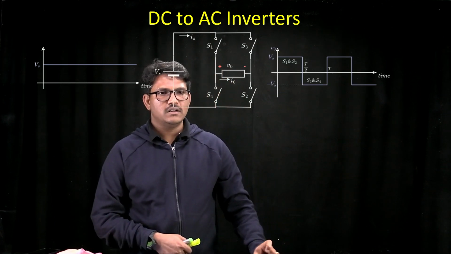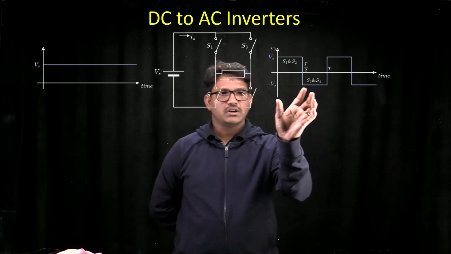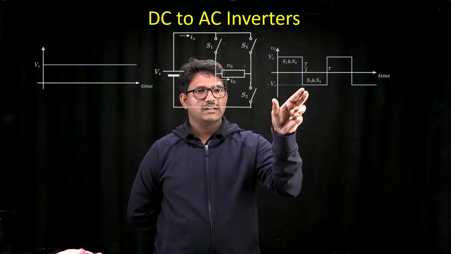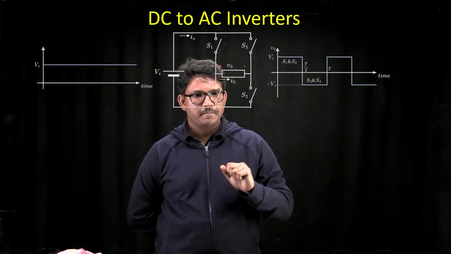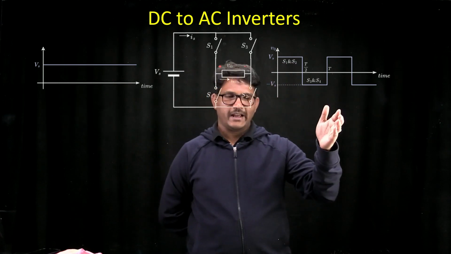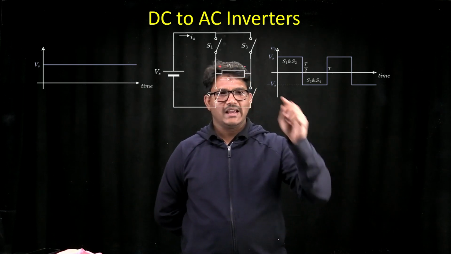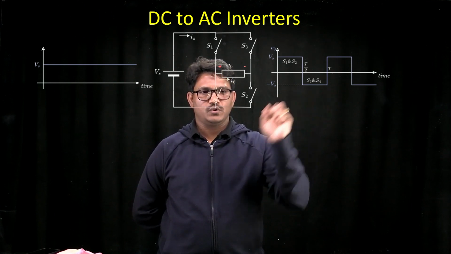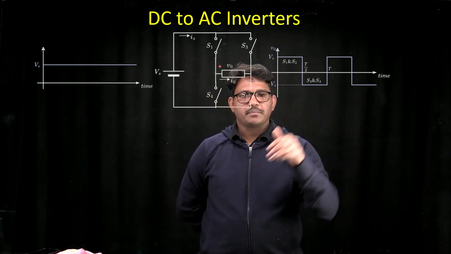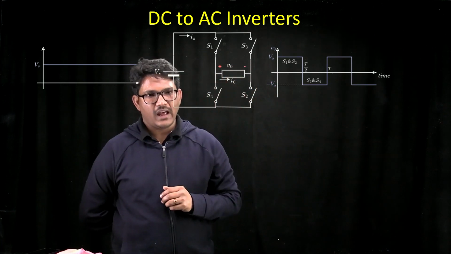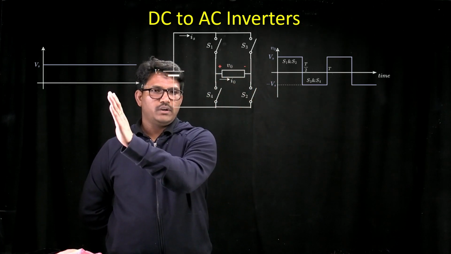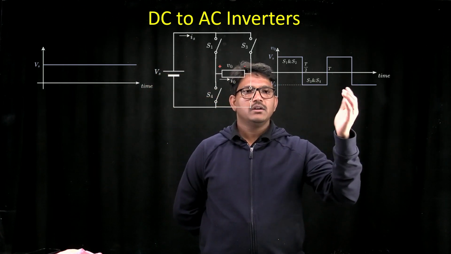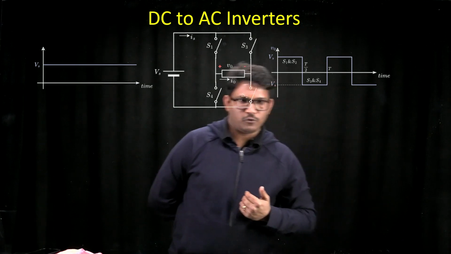So for half the duration, when switches S1 and S2 are turned on, the output voltage is exactly the same as your source voltage. For the next half, when switches S3 and S4 are turned on, the output voltage is the negative of your source voltage. Due to this switching process, from the DC input voltage we get a square wave as the output voltage, but it is not a pure AC output voltage.